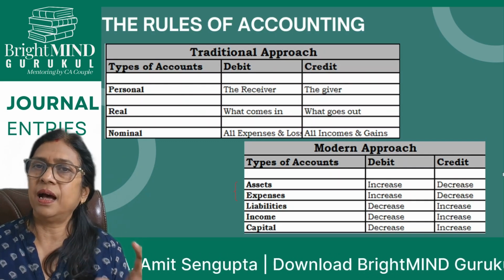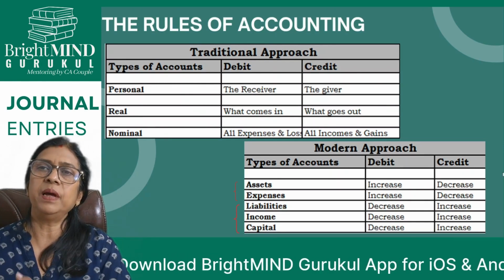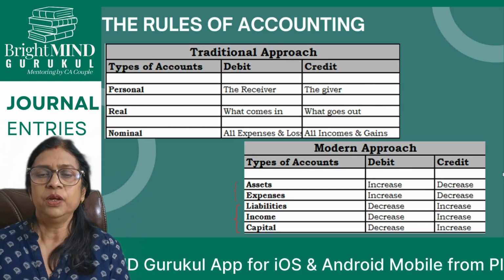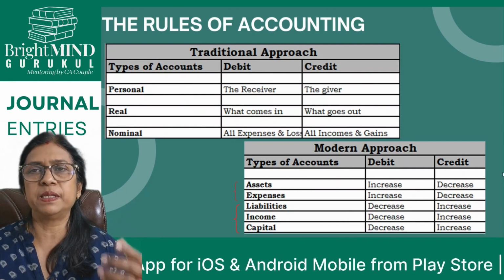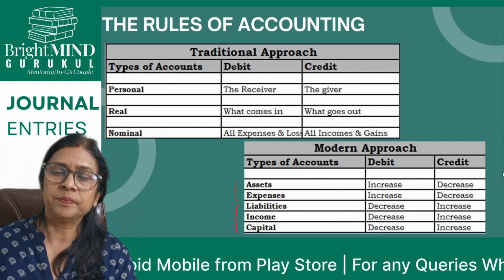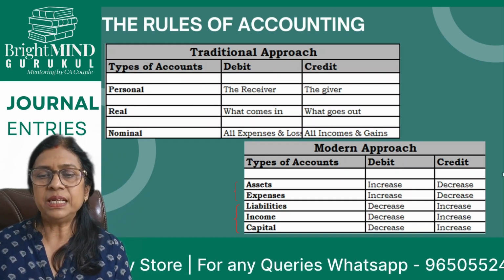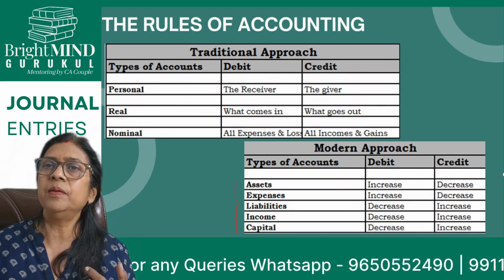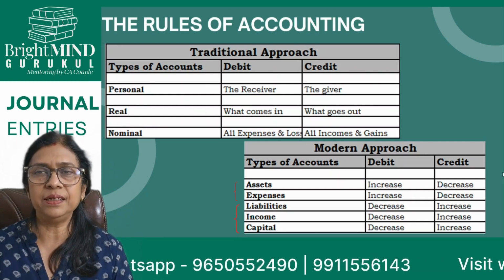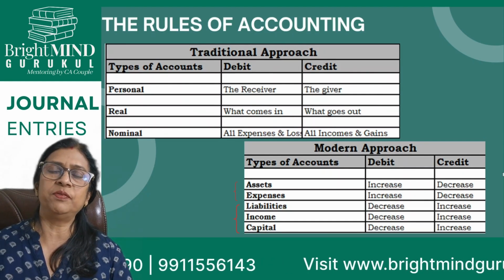Now, a modern approach, which is a little bit easier, is practiced nowadays, which says that assets and expenses are categorized under one category, and the liabilities, income and capital are categorized under a different category. If the assets and the expenses increase, then it will be a debit. If they decrease, then it will be a credit. Simultaneously, for liabilities, income and capital, if they increase, then it will be a credit, and if they decrease, then it will be a debit. This is how the journal entry will be made.